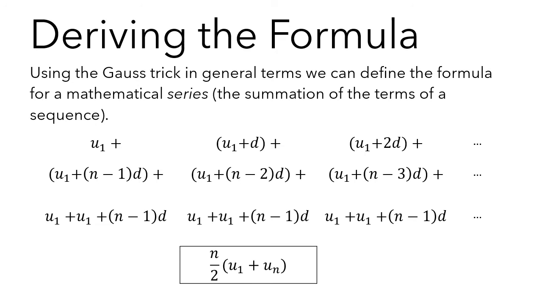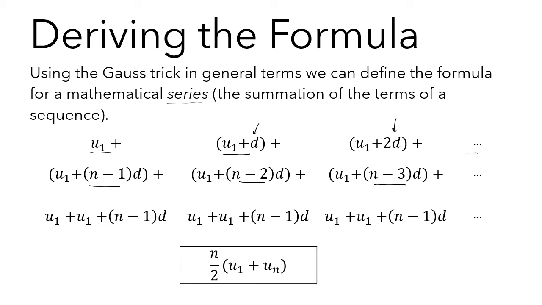So we can use the Gauss trick in general terms to define the formula for a mathematical series, which is the official term for the summation of all the terms of a sequence. So let's do the same thing. Let's write out our sequence, starting with the first term, the second term, to which we add d, then the next term where we add d twice, so 2d, and we wrap it around after we hit the halfway. Then here's our tail end: un minus 3d, un minus 2d, and then un minus d, and un is the last term. And that's the formula we've learned before.